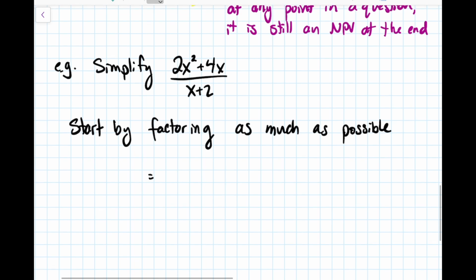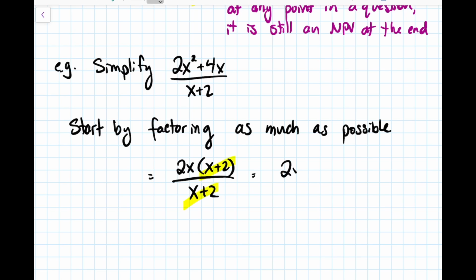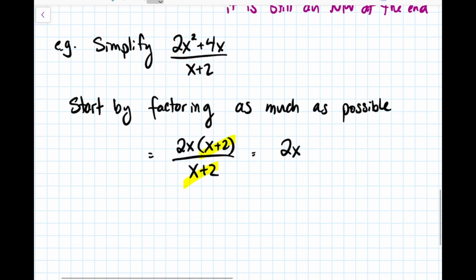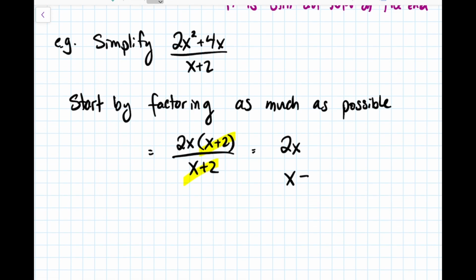So the denominator is good, right? x plus 2, can't do anything with that. Up top, 2x squared plus 4x, we can take out a common factor there. So we can take out a 2x from both of those things. And then when we do that, we are left with x plus 2. And so looking at that, we have x plus 2's in the numerator and denominator, so we're going to cancel those out. And we're left with just 2x. For NPVs, we have x cannot be negative 2, and that was the only thing that was in the denominator, so that's all we've got, and our answer is just this.